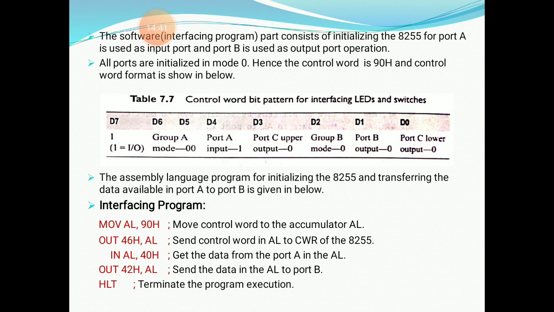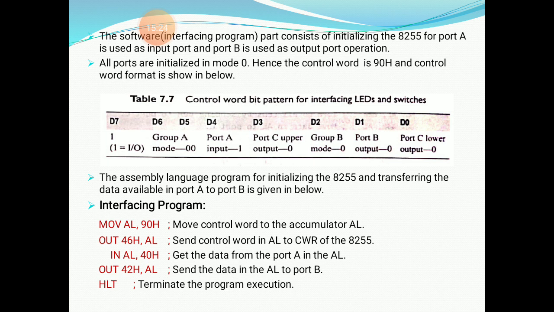Those are: MOV AL, 90H. This instruction moves the control word, that is 90H, to the accumulator AL. Next instruction, OUT 46H, AL. This instruction sends the control word in the AL to the control word register of the 8255. These first two instructions belong to the initialization of 8255. That is, port A is used as input port and port B is used as output port after sending the control word to the control word register.